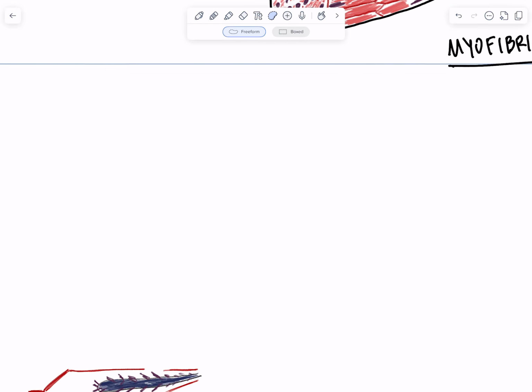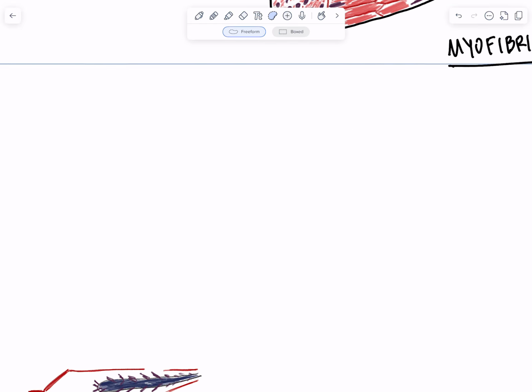And as you can see, these myofibrils have these jagged lines right here. And if you can recognize this, this is actually a sarcomere. This is a sarcomere, the functional contractile unit of the muscle right there.